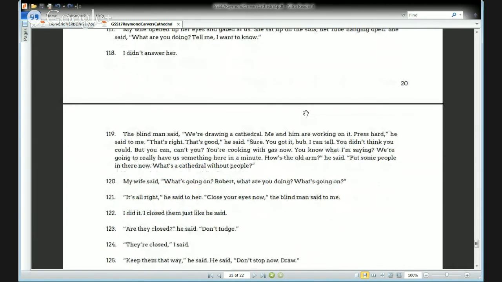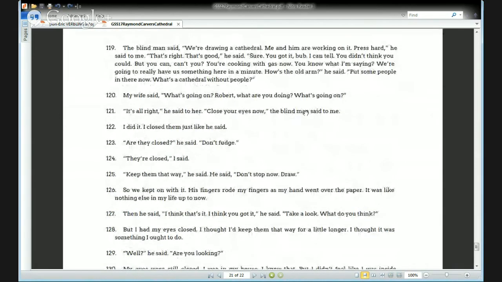The blind man said, "We are drawing a cathedral. Me and him are working on it. Press hard," he said to me. "That's right. That's good," he said. "Sure, you got it, bub. I can tell. You didn't think you could, but you can. Can't you? You are cooking with gas now. You know what I'm saying. You are going to really have us something here in a minute. How's the old arm?" Here I didn't understand. How's the old arm? What does it mean? Well, it doesn't mean anything.